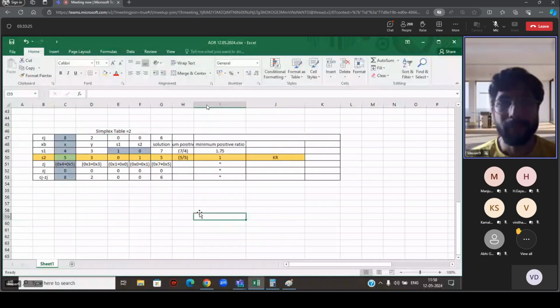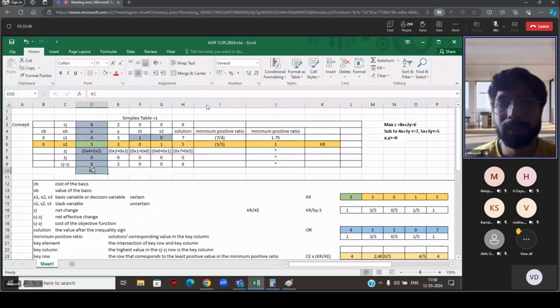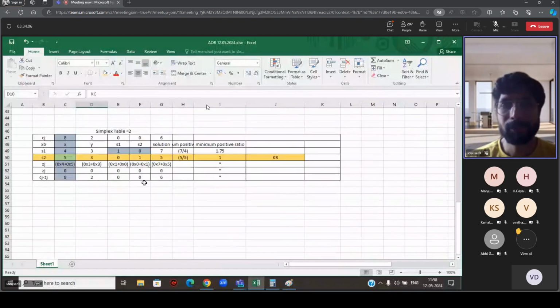Okay. Now you see here. This 8 is the highest, the key column. So wherever there is a key column, the corresponding variable is called your entering variable. For this key column, which is the corresponding decision making variable? X. X is entering. Okay. Which one is leaving? This is the key row. In the key row, which is the variable that is leaving? S2. Okay.